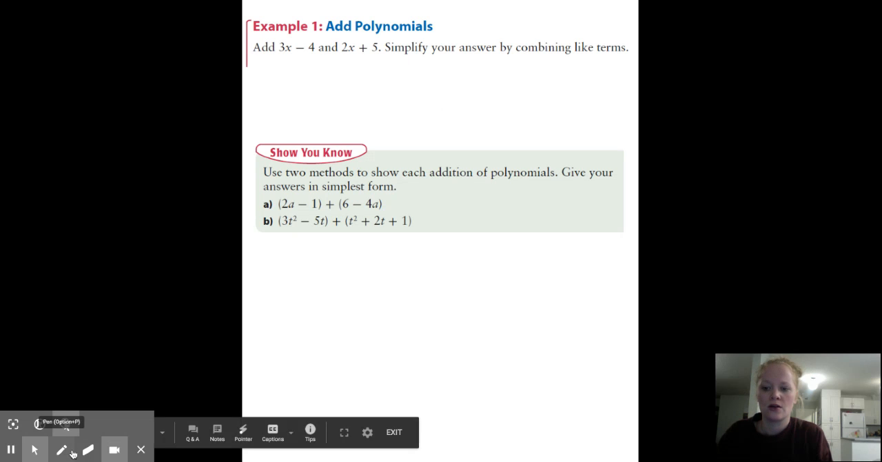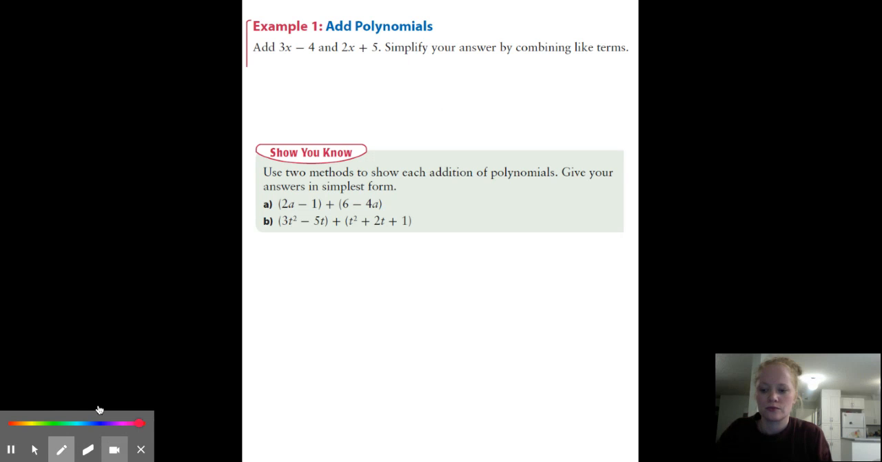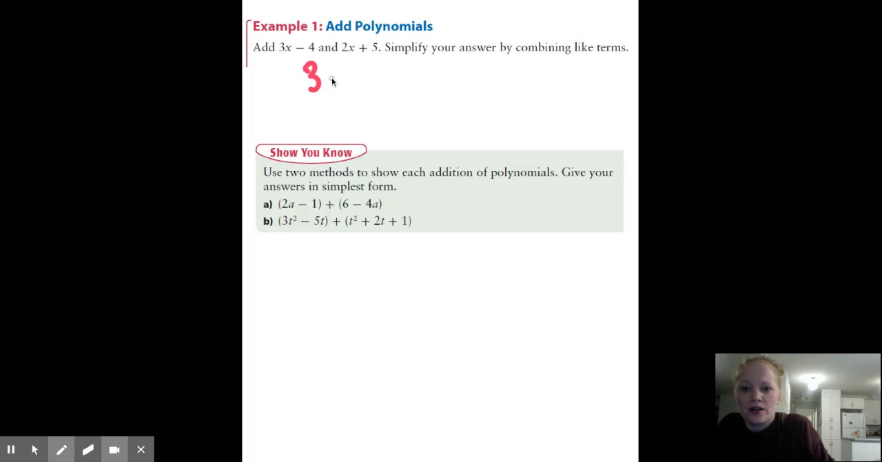We are going to look at our first example. So we have add 3x minus 4 and 2x plus 5. So we will write our two expressions out. Minus 4, and we are going to add 2x plus 5.